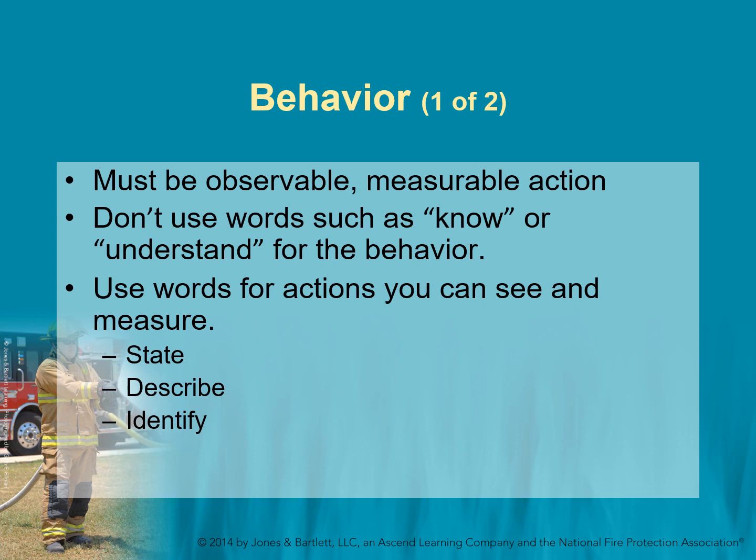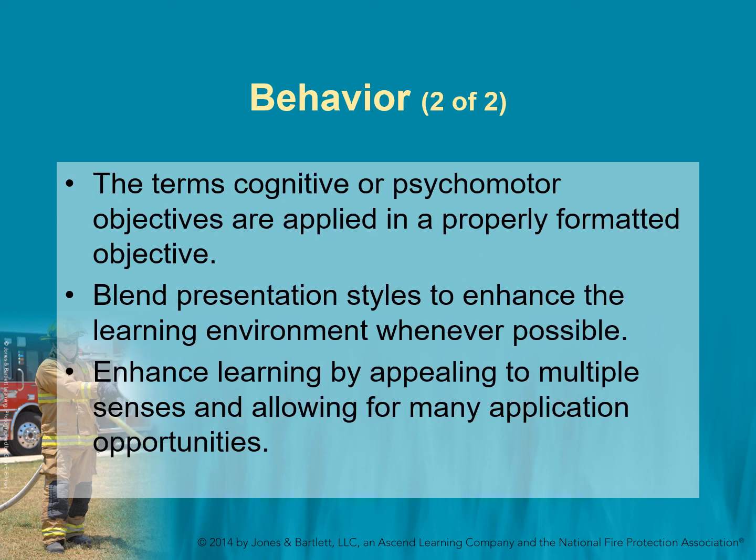Next is behavior. It must be an observable or measurable action. Don't use words such as know or understand for the behavior. Use words for actions you can see and measure, such as state, describe, or identify. The terms cognitive or psychomotor objectives are applied in a properly formatted objective.